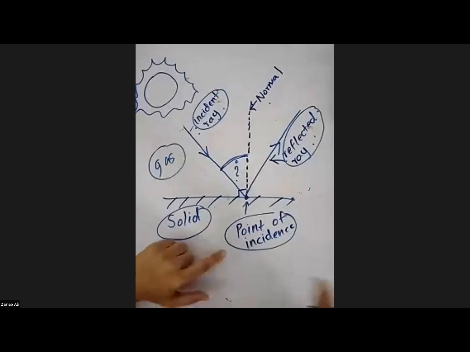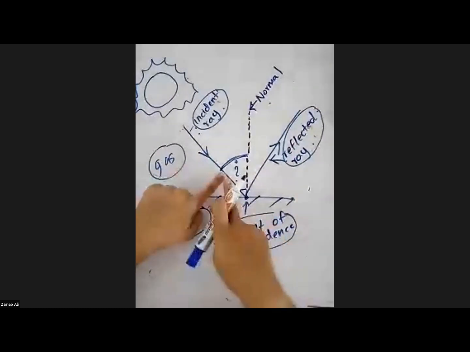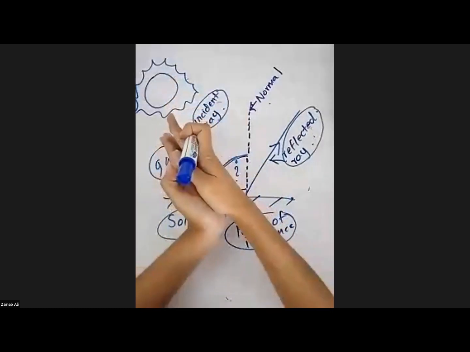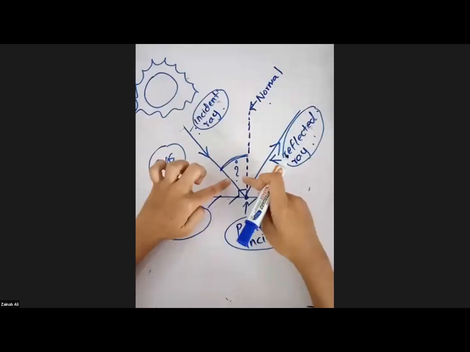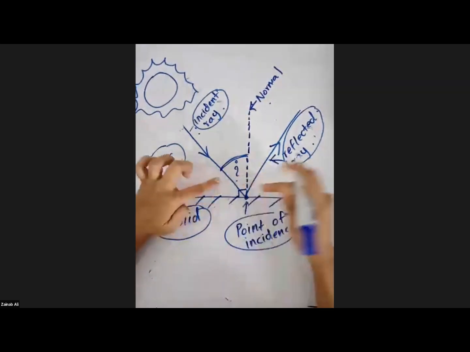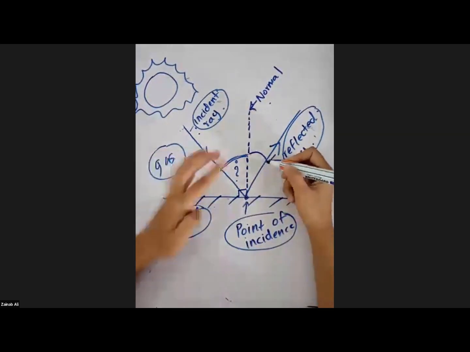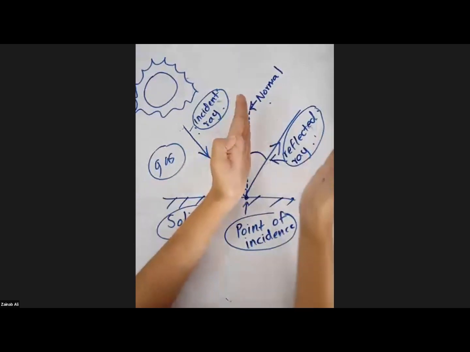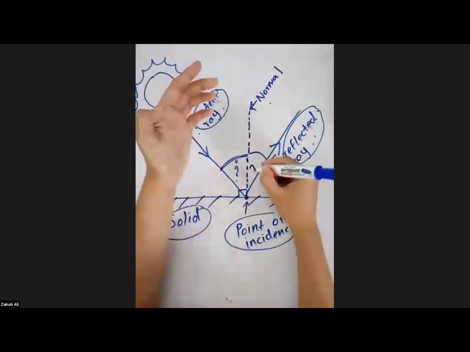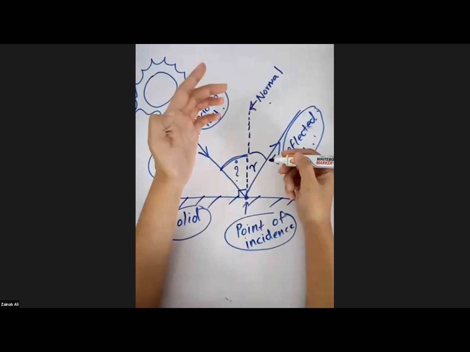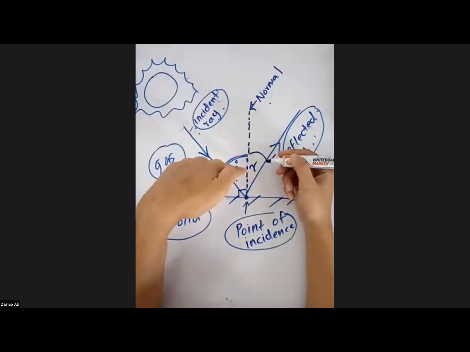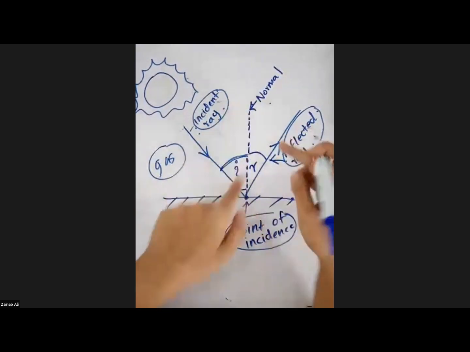So this angle which is there in between the incident ray and the normal, you call it the angle of incidence. And the angle which is there in between the normal and the reflected ray, you call it the angle of reflection, or the reflected angle.